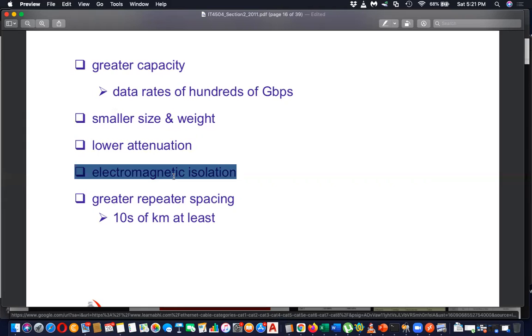But light, so when it comes to light, light is not affected by this electromagnetic interference. Right? Why? Because light is basically not bended.